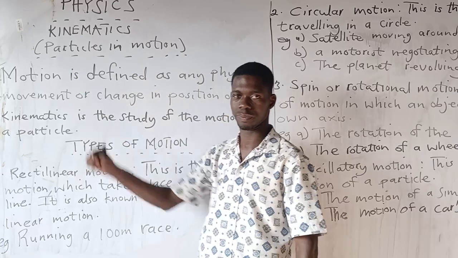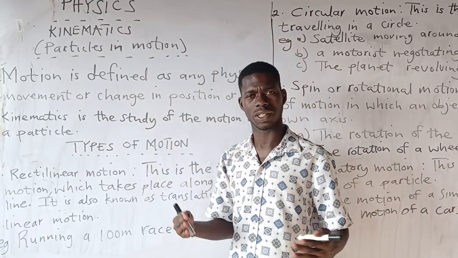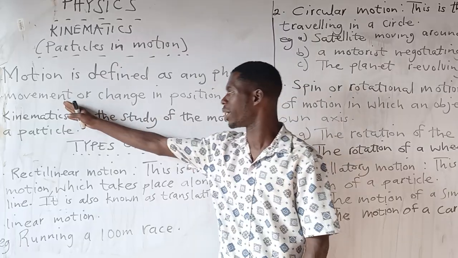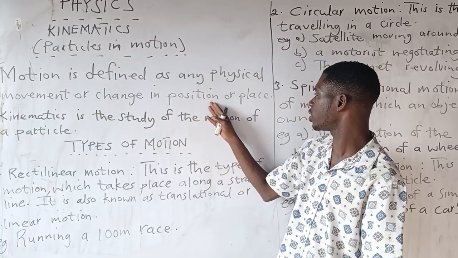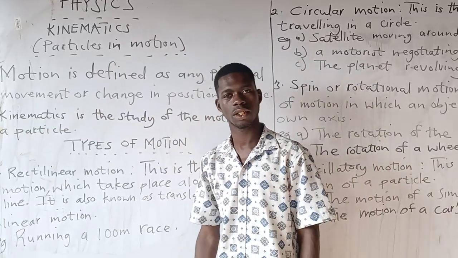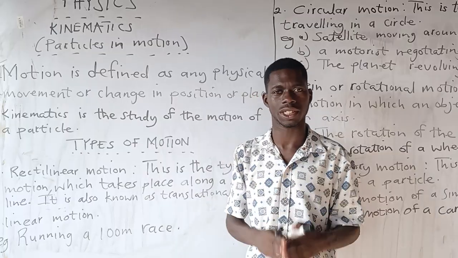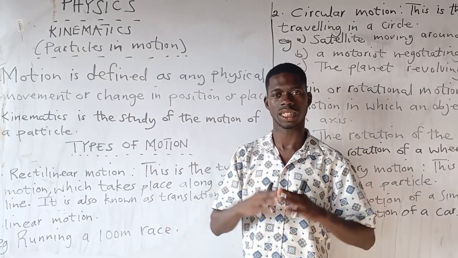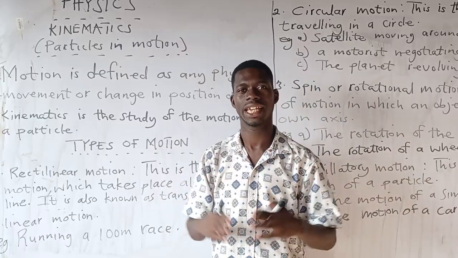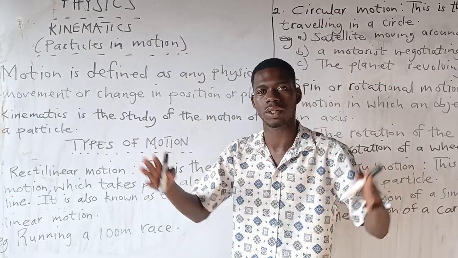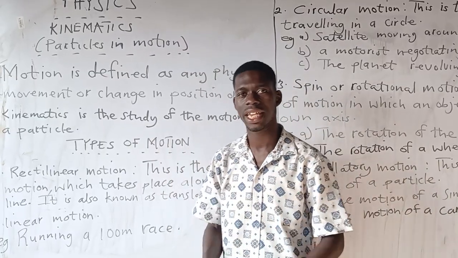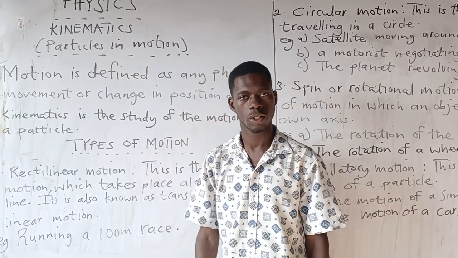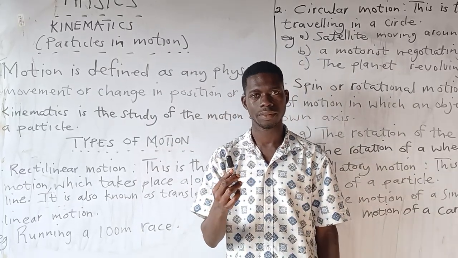What is motion? Motion is defined as any physical movement or change in position or place. So another word for motion is what? Movement. That's why motion is defined as any physical movement or change in position or place.